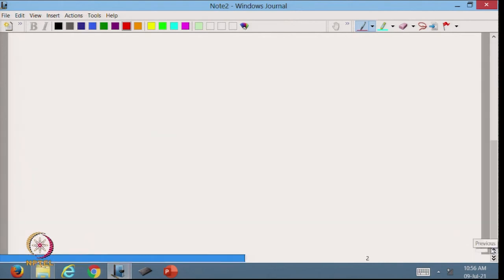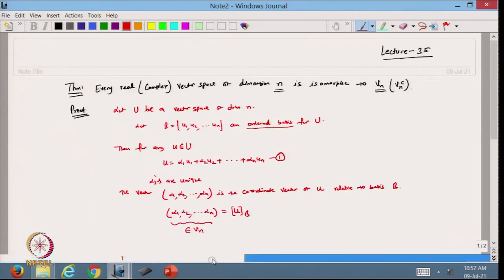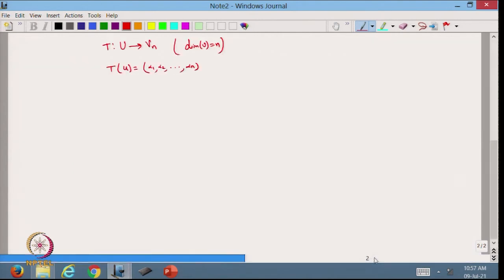Based on this, we define a linear transformation T from U to Vn, where the dimension of U is n. Let us define T of u as the vector alpha 1, alpha 2, up to alpha n. I define it like this, where I know that u can be written like this, and these are the coordinates of the vector u with respect to the basis B. That we already know. So this is my equation 2, a map that I have defined. Now we want to show that it is a linear transformation.